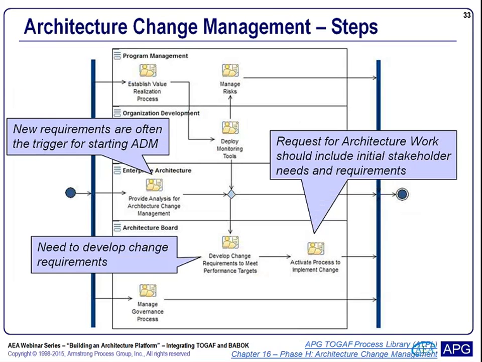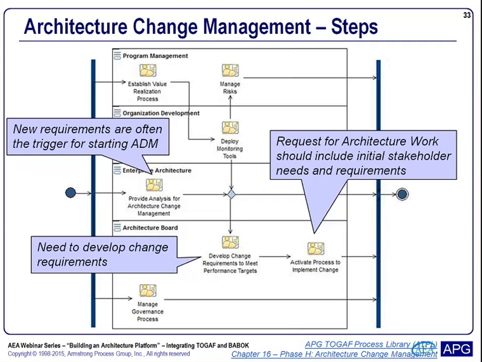And then finally, phase H, architecture change management. As we talked about a little bit earlier, it's in fact the identification of new requirements that triggers a new cycle of architecture development. So the analysis for doing that architecture change is often driven by an accumulation of enough new requirements or perhaps a statutory or regulatory deadline.